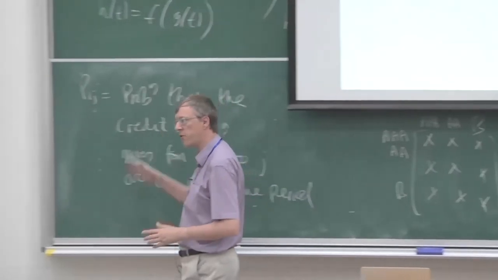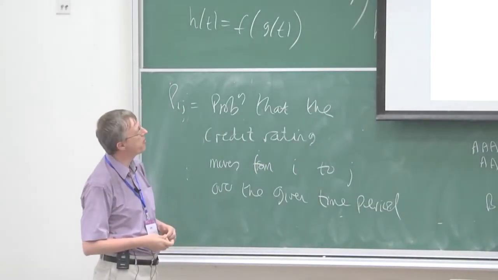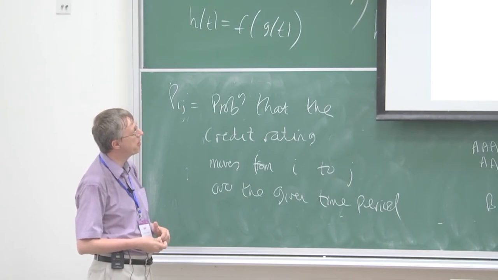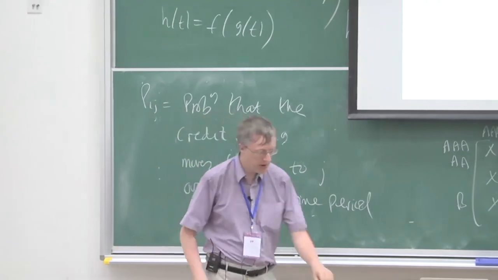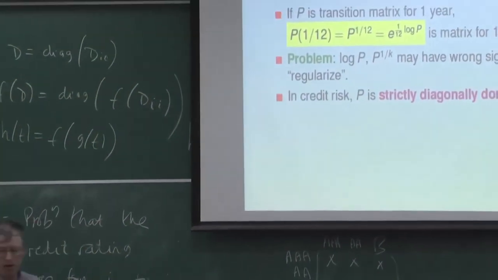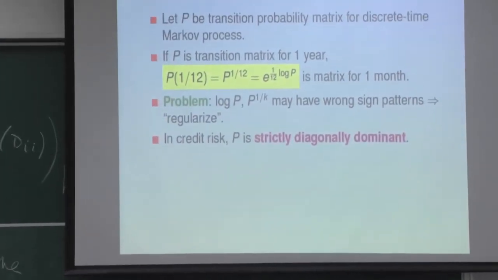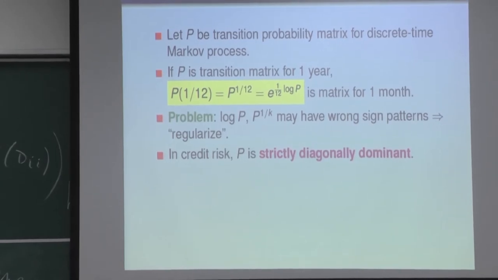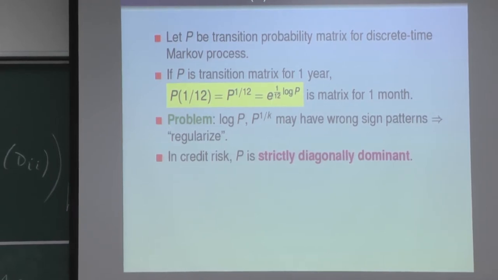But they're normally measured over quite long periods, 6 months or a year. And so what people sometimes want to know is, what would the corresponding transitions be for a shorter period, like 1 month? So if we have the transition matrix for a year, P, then the corresponding matrix for 1 month would be the 12th root of P. So we want the 12th root, and we can write the 12th root as e to the 1 over 12 log P, if you like. You can think of that as the definition of 12th root.